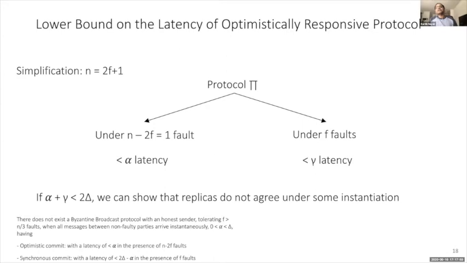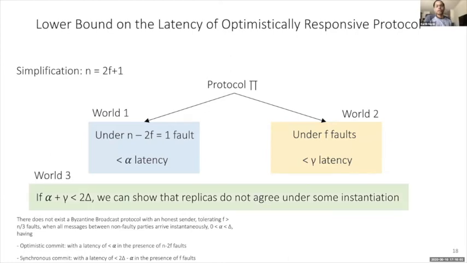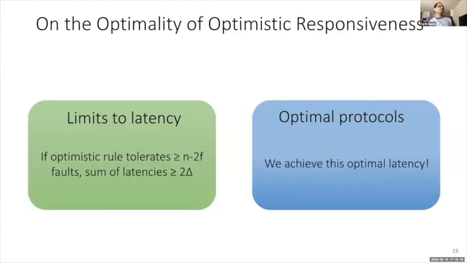And in our lower bound, we actually formalize this by showing a world where you have optimistic latency less than alpha and a world where you have a synchronous latency less than gamma, then I can come up with a third world where agreement does not hold. So in the interest of time, I'll not go into the details of providing a blueprint of the lower bound, but we can discuss that in more detail after the talk if you want. So with that, we have established that our limits to latency is the following. If our optimistic rule tolerates greater than n minus 2f faults, then the sum of latencies of both commit rules should be at least 2 delta.